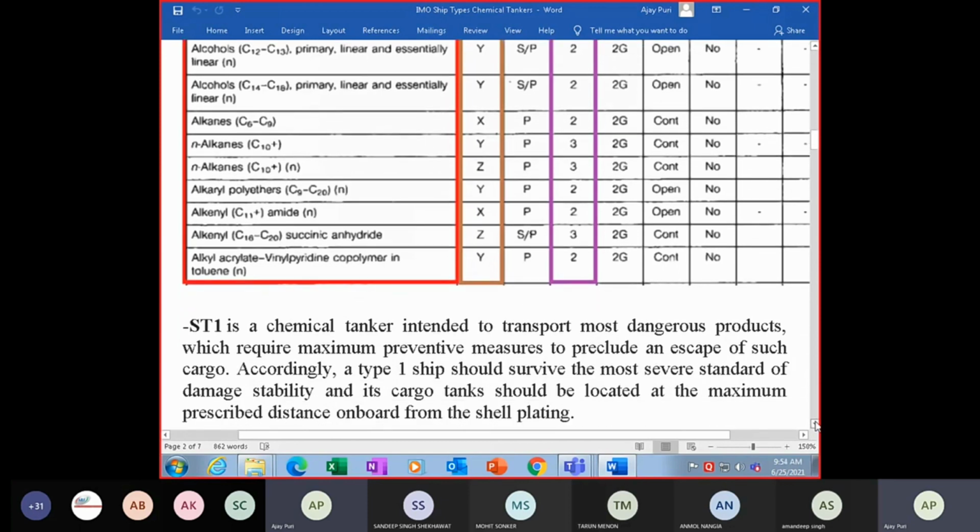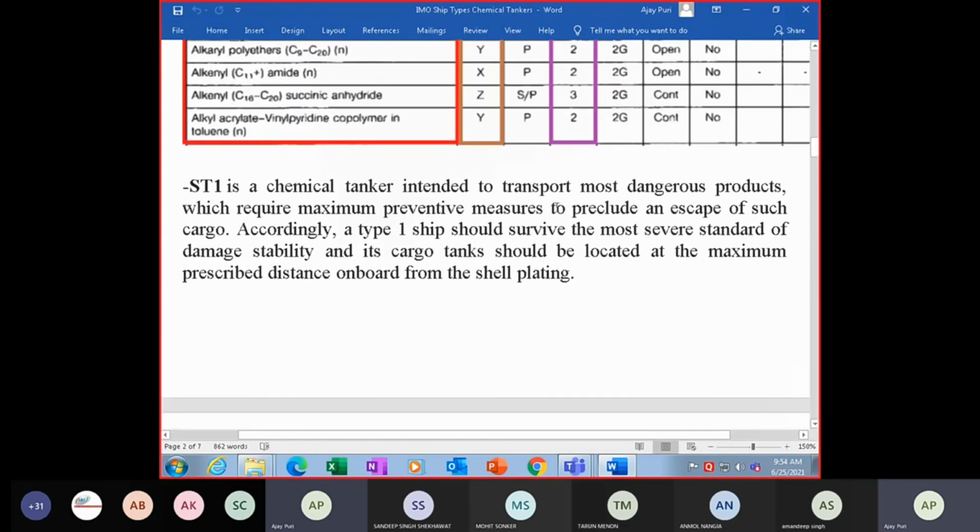Now the type 1 जो है, that is intended to transport most dangerous products, which is normally X. You got four categories: X, Y, Z, and other substances. X is the most dangerous here, which will require a lot of restrictions for pollution control. Y is medium type, Z is little less type. OS में तो कोई restriction ही नहीं है.